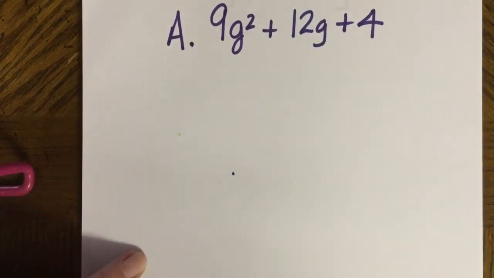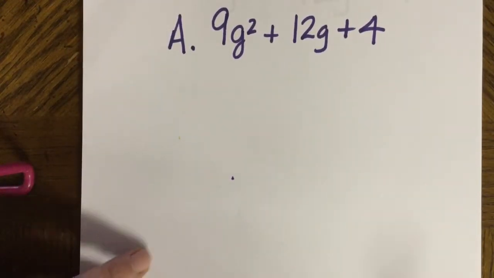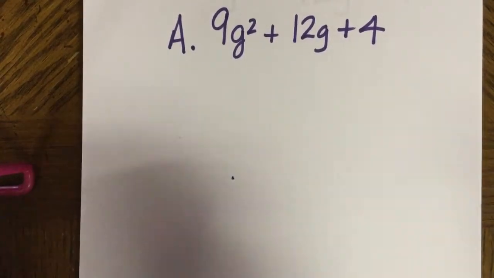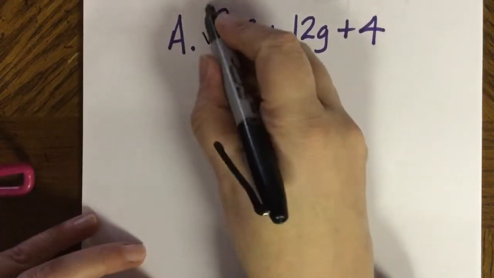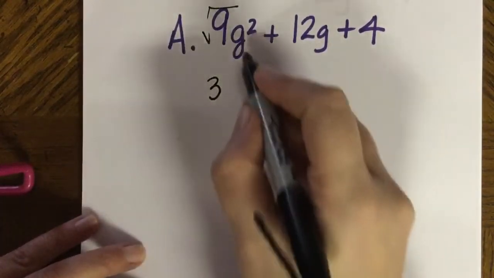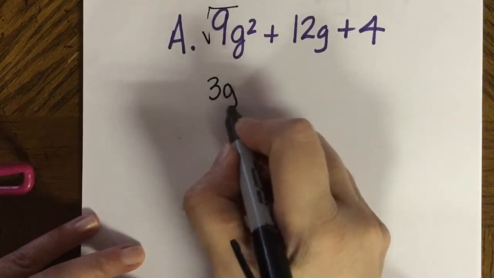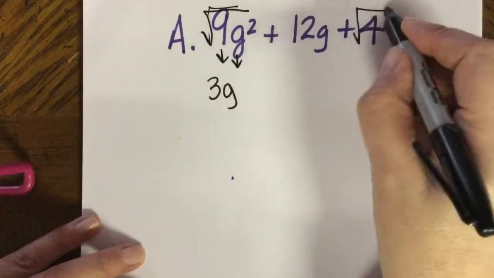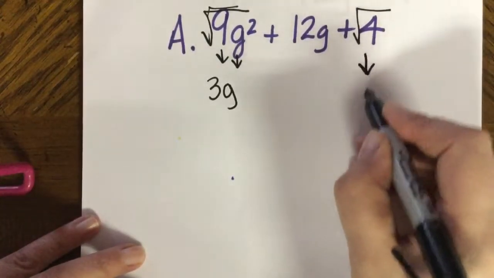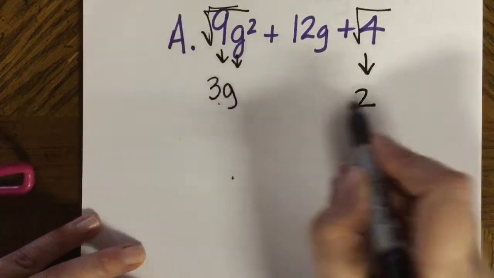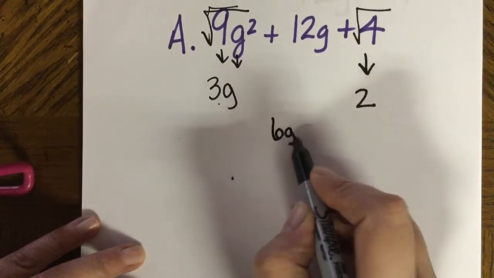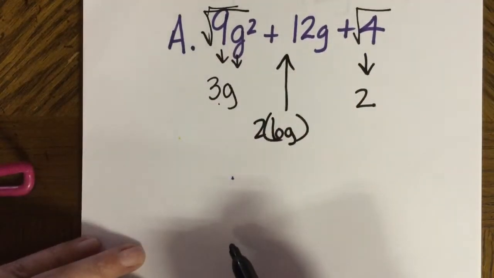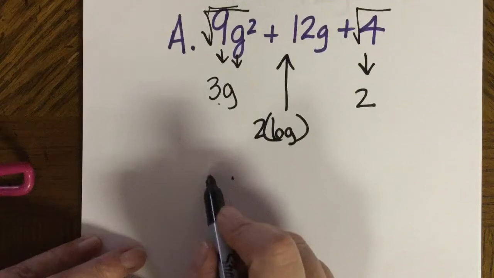So let's look at our first example. This is in your notes. So using what we talked about, is 9 a perfect square? It is. The square root of 9 is actually 3. The square root of g squared is g. I'm taking the square root of both of these. What about the square root of 4? Well, the square root of 4 is 2. 3 times 2 is 6. So I have 6g. Times 2 equals 12. So this follows the perfect square trinomial pattern.